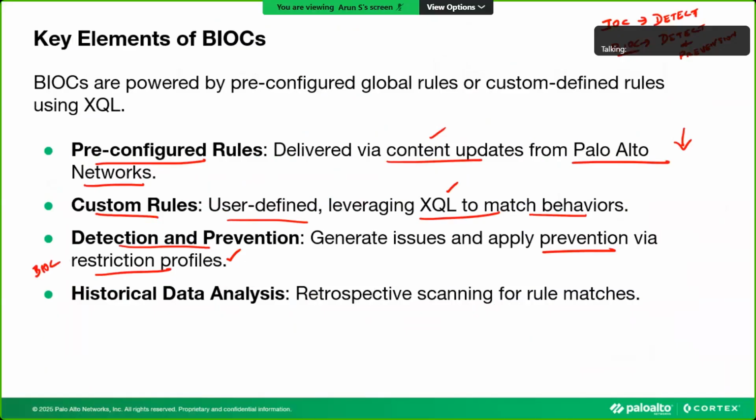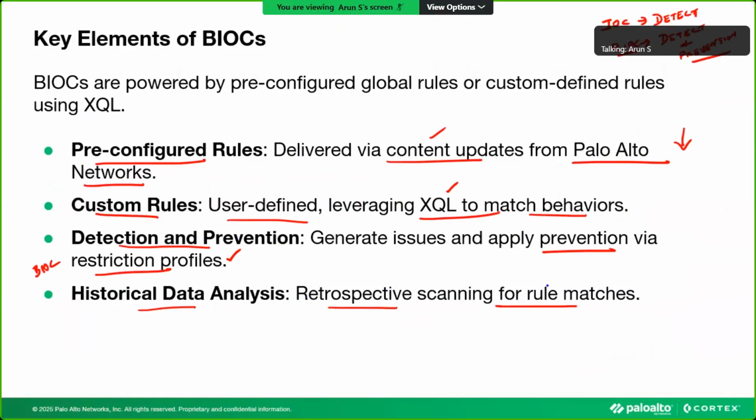So let's say any file name, any application name, any process name I have defined in my BIOC rule, I add that in the restrictions profile. On my endpoint, the users will not be able to open the application. Why? Because it is mentioned in the BIOC rule and it's going to prevent it from opening. So detection and prevention are also possible using your BIOC rule, but for that I need to add the BIOC rule in my restrictions profile. It also provides historical data analysis and retrospective scanning for rule matches.